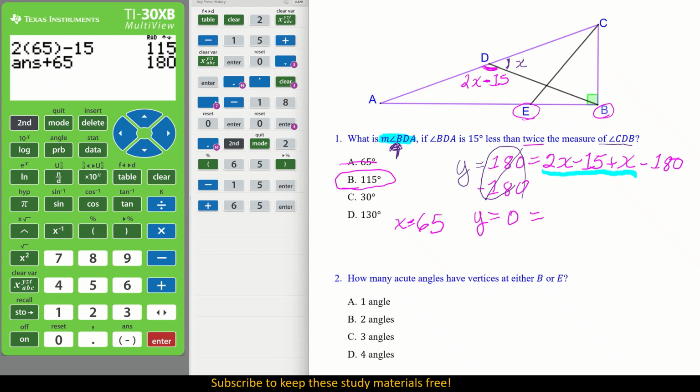Let's talk about B first. B is sliced into two angles. And what they're doing is they're trying to measure your knowledge of the word acute. Acute means less than 90. Well, B is 90 degrees, and I see 1, 2 angles. So I'm going to say 2.